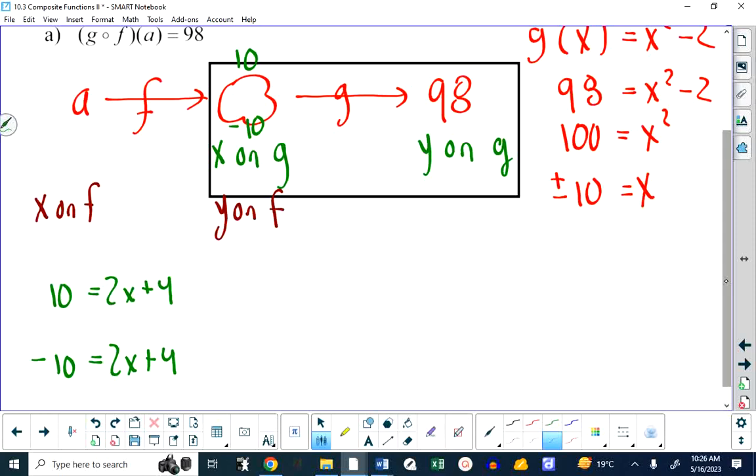If I solve this one, I'm going to get x equals 3, I think. Subtract 4 and divide by 2. If I solve this one, I'm going to get x equals negative 7, I think. Okay. So A is 3 or negative 7. We're running a little behind schedule here, I apologize. I won't put them in, but if you put them into F and then put the result into G, you'll get that 98.